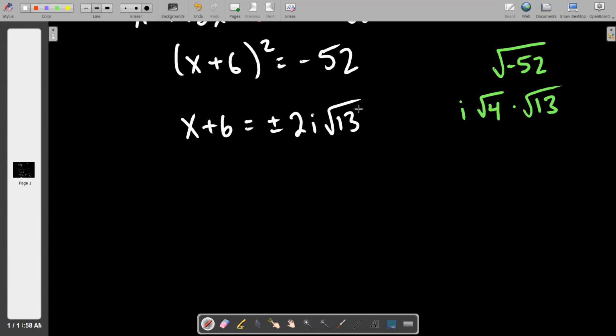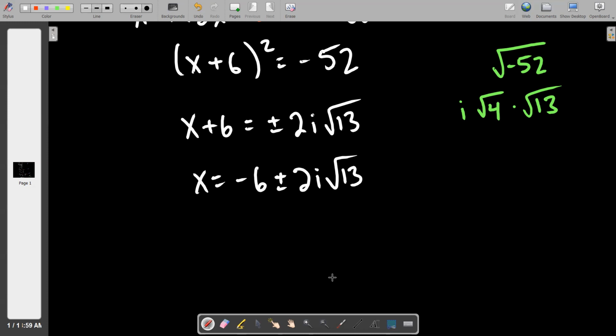I is a little booger. Just always remember that I will always go after a rational number, but before any irrational number. So after the regular number, before the root. That's just where his home is supposed to be. So anyways, yeah, x equals negative 6, then plus or minus 2I root 13. Any questions so far? That's 25% of the way home. We good?